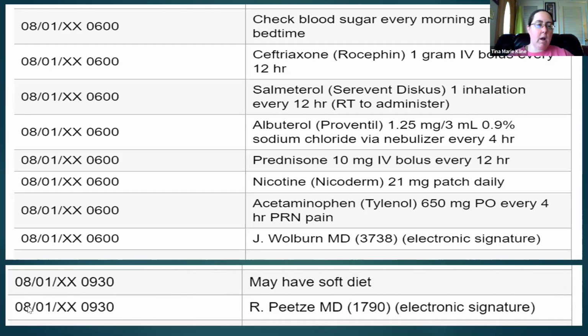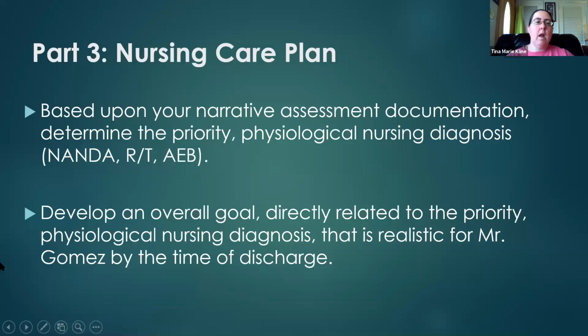Okay, so moving on to the nursing care plan part. Based on your narrative assessment documentation and what you saw in the video at the beginning and everything, what was the priority physiological nursing diagnosis? So that should be a NANDA label. You should be able to find that in your Lippincott. What NANDA are you going with?